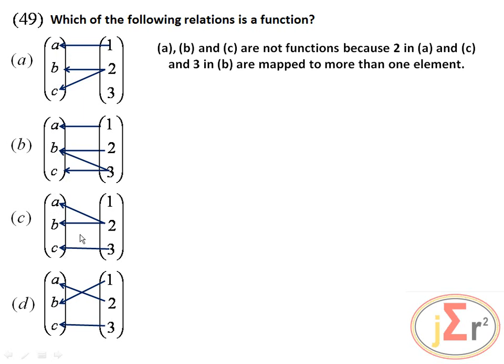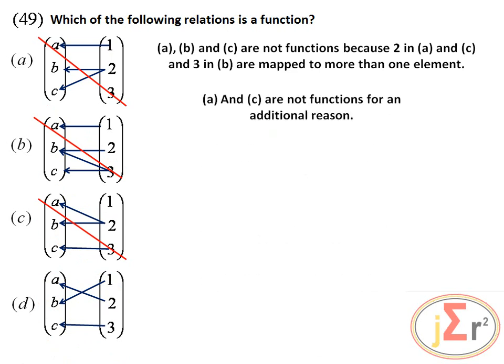Of course, we are not considering the mapping as from left to right. We are considering the mapping according to the direction of the arrows. So all of those are out. The only one that we have left is option D. It is the correct one.